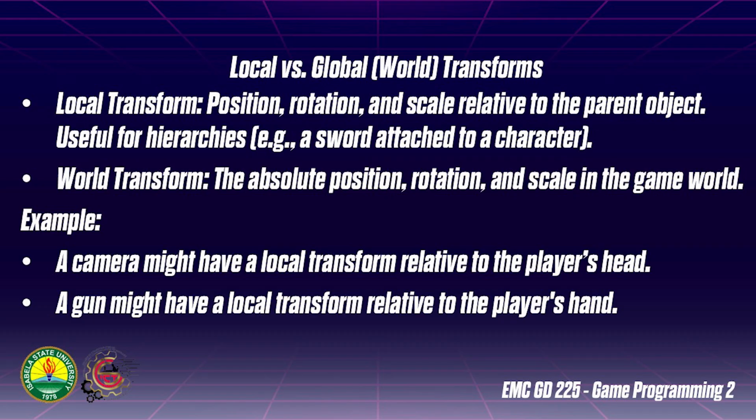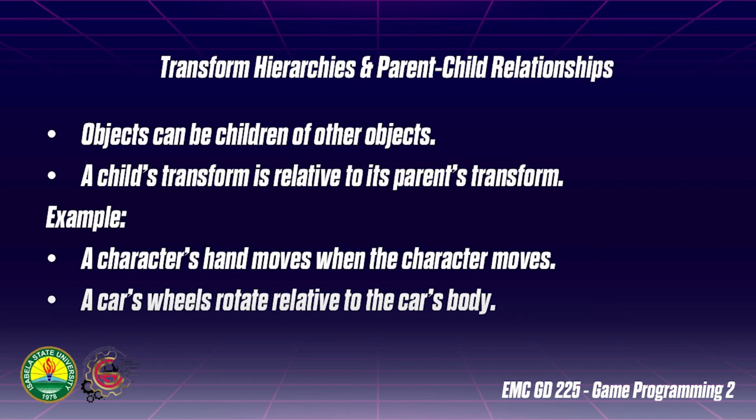World transform: the absolute position, rotation, and scale in the game world. For example, a camera might have a local transform relative to the player's head. A gun might have a local transform relative to the player's hand. Transform hierarchies and parent-child relationships.